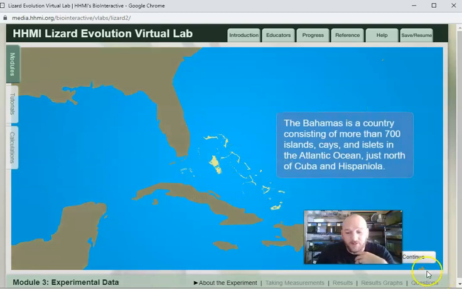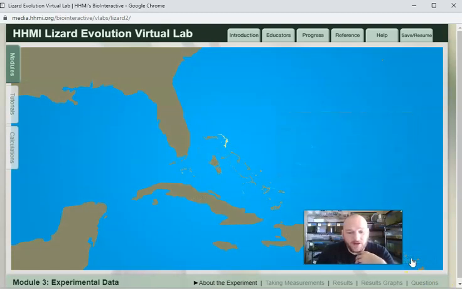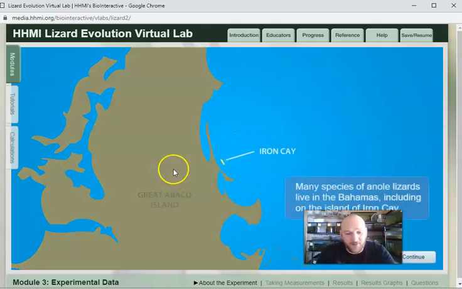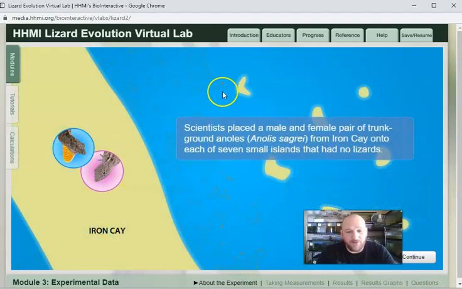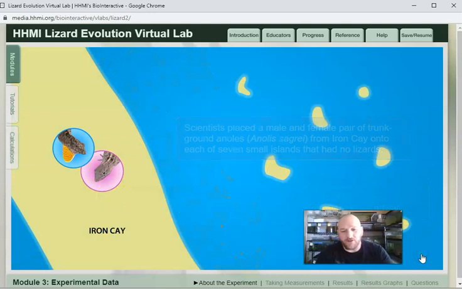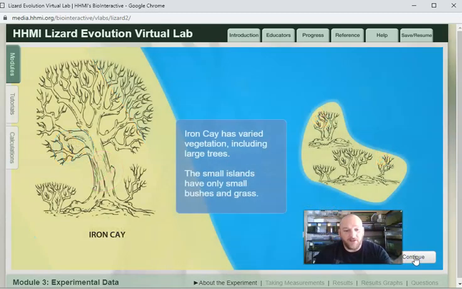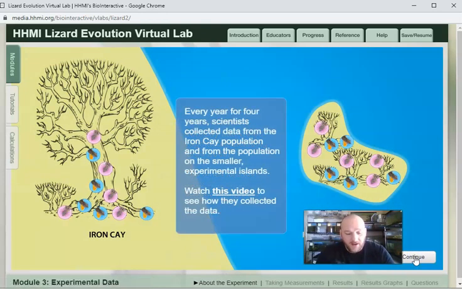So in the Bahamas, some researchers took some lizards from a tiny little spot called Iron Cay, where there were lizards and big trees, and placed them on several smaller islets just outside of there and watched their evolution. There's a whole video where it talks about what they did, but on Iron Cay you have big shrubs, on these other islands you have smaller shrubs, and this video explains how they collect their data, where they take each lizard, tape it down, x-ray it, and then use the x-rays to measure several characteristics.